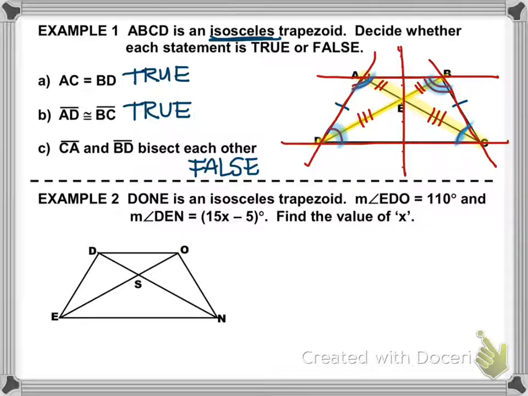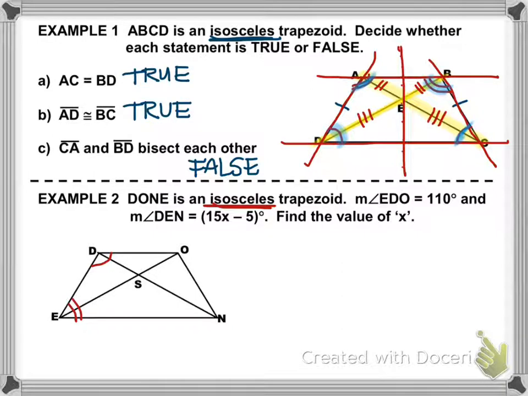Let's look at this next example. This is also an isosceles trapezoid. It says the measure of angle EDO, that's this angle, is 110. The measure of angle DEN, that's this angle down here, is 15x minus 5.